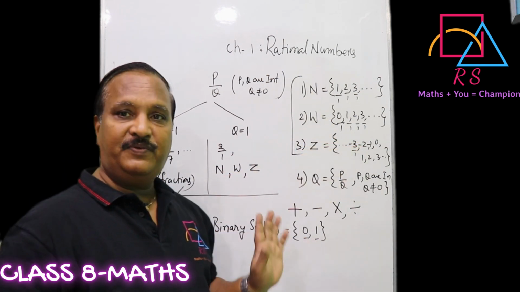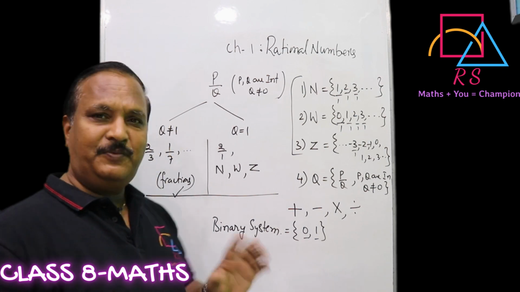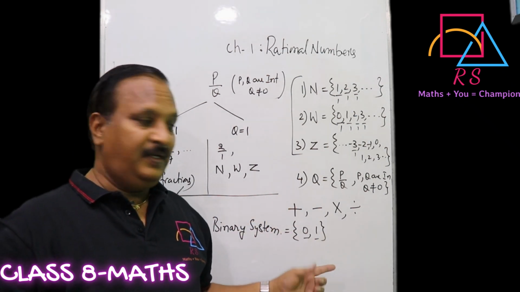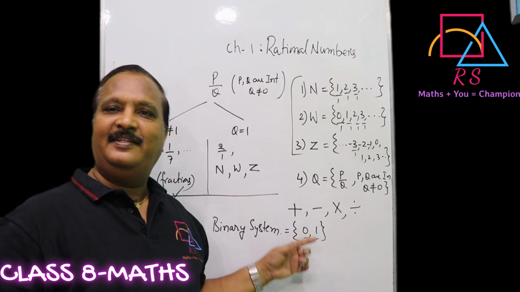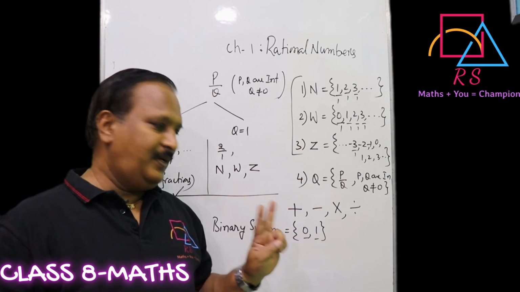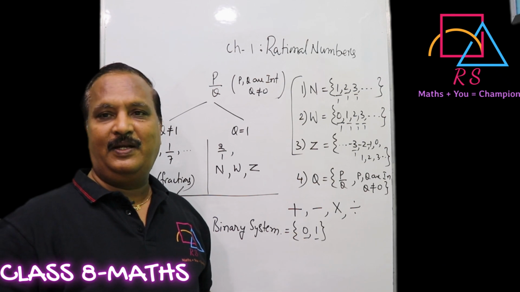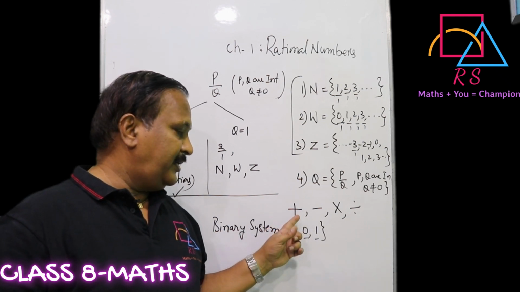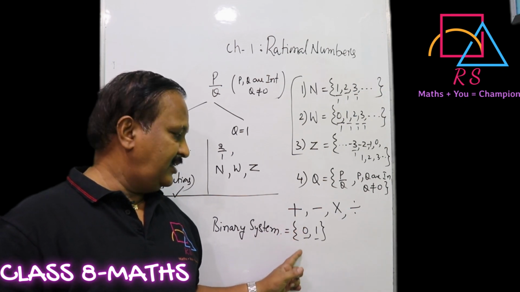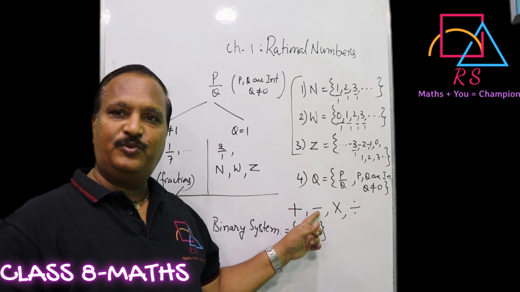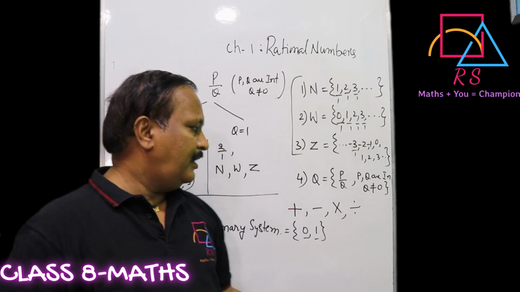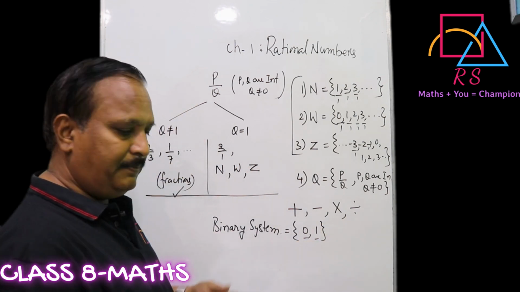In the binary system, 0 and 1 are there. That means in this system only 0 and 1 should be there. There is no 2 in this. There is no 3 in this. Only 2 numbers are there, 0 and 1. In this also you should be able to do the operations: how addition is to be done, how subtraction is to be done, everything. These are the simple operations for any number system.